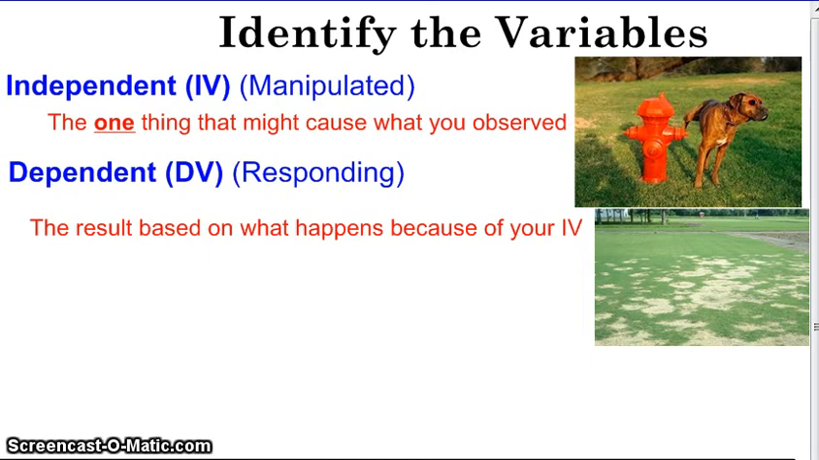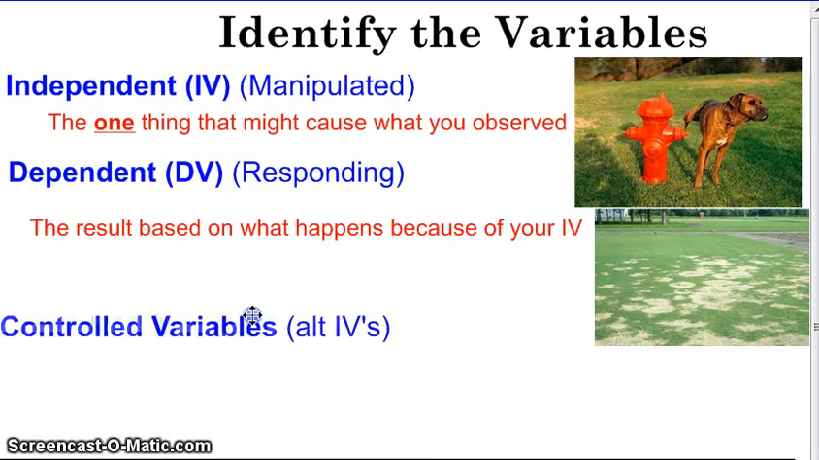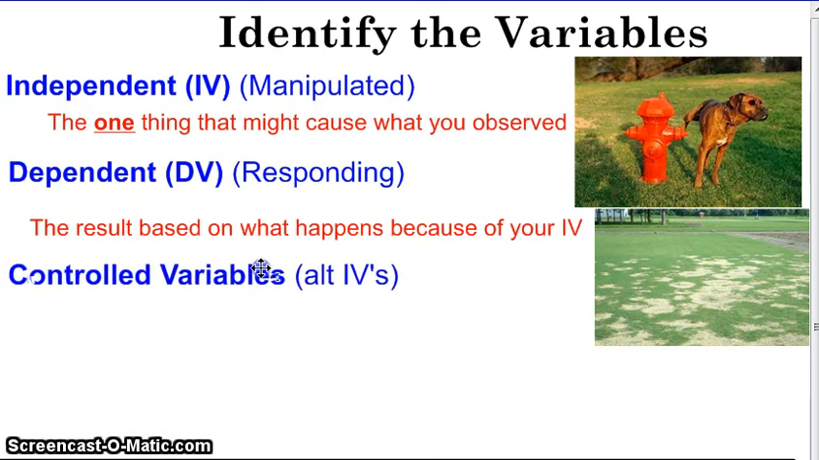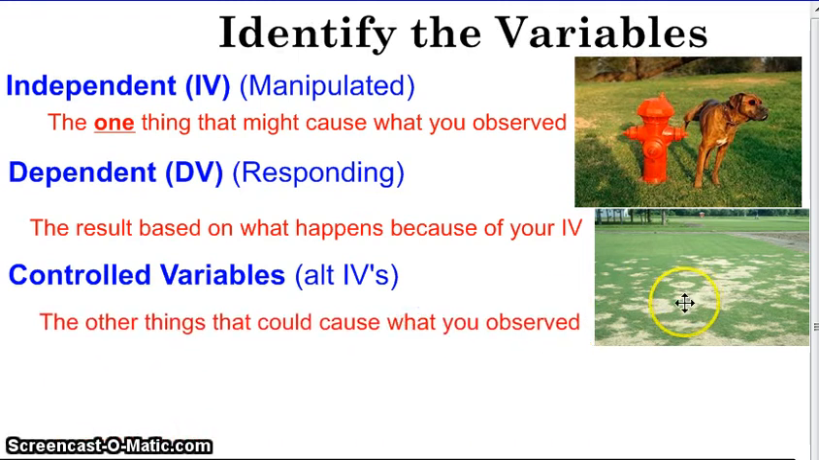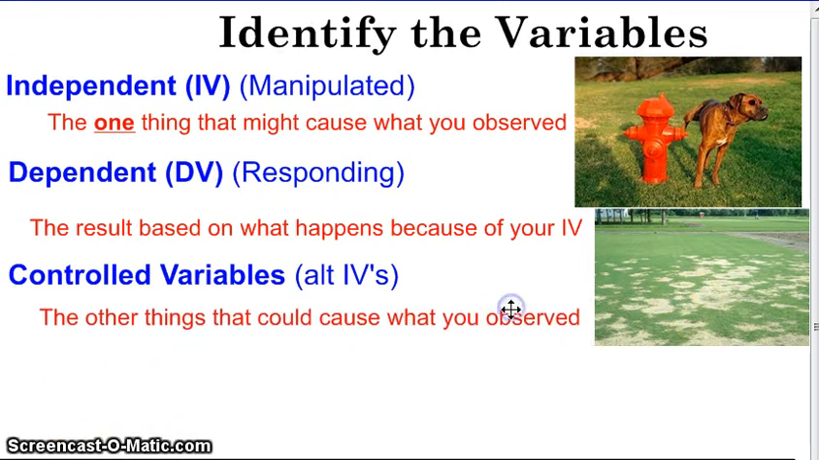However, there are also often alternative explanations or alternative variables that might also cause the same thing that you observed. We call these controlled variables or alternative independent variables. The reason we use the word controlled variables is because these are other things that could cause the dead grass, and it's going to be necessary for you to control them so that you make sure that you only have one independent variable.